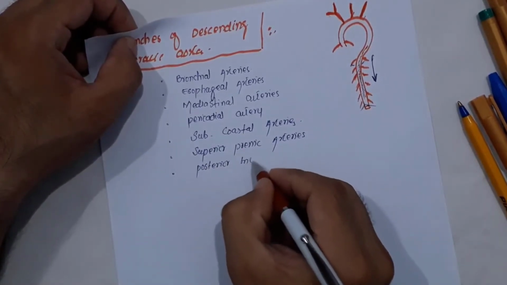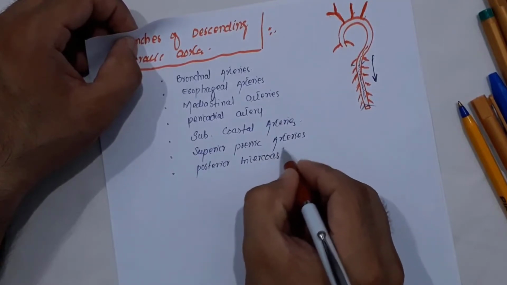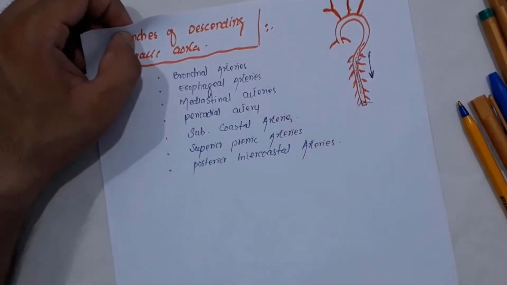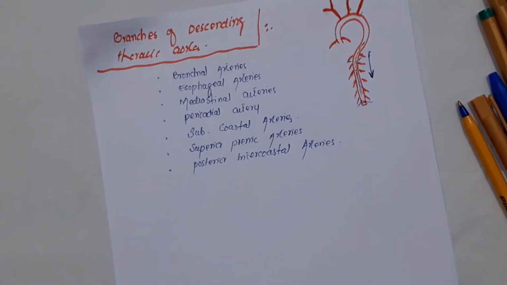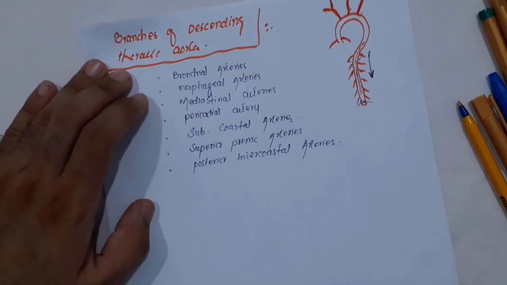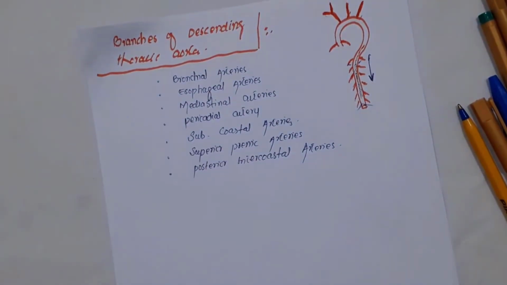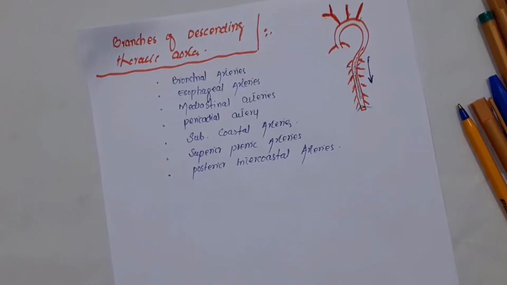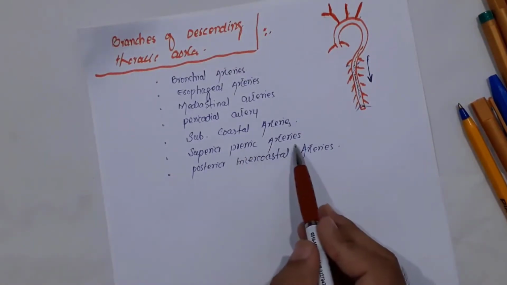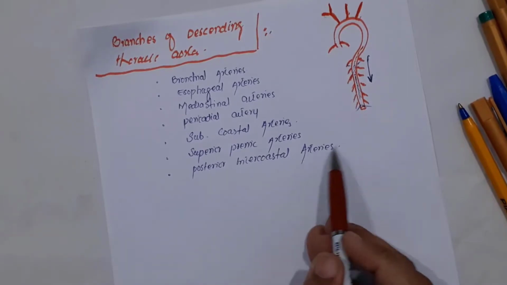Clear, friends? So these are some branches which arise from the descending thoracic aorta. These are the bronchial arteries, and I will now start discussion about them. Then there are esophageal arteries, mediastinal arteries, pericardial arteries which supply the pericardium, subcostal arteries, superior phrenic arteries, and posterior intercostal arteries.